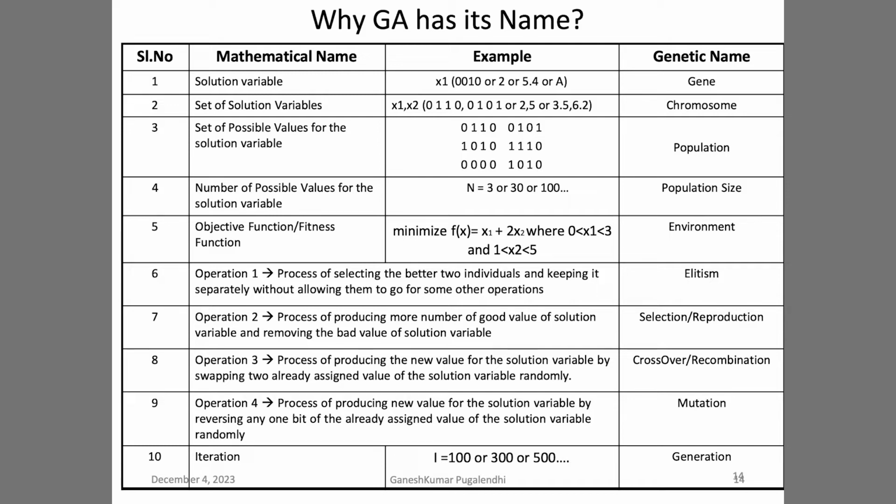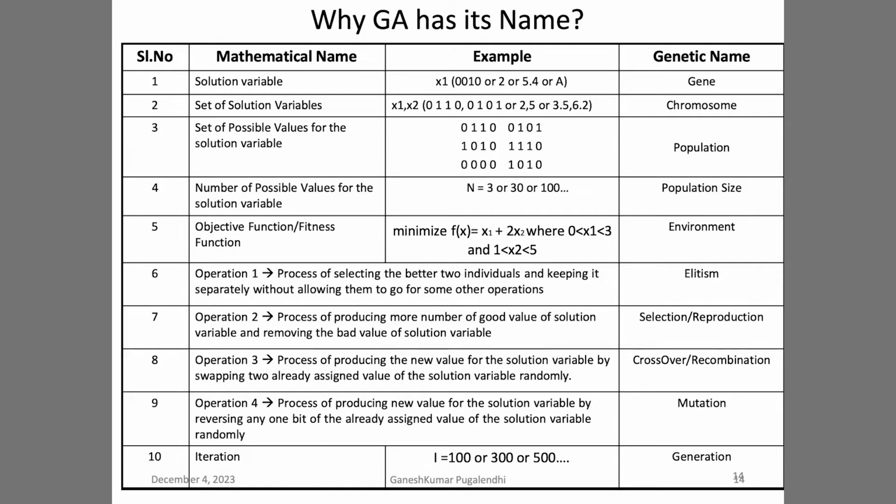One is the mathematical name, the corresponding example, and the genetic name. In general, everyone has to follow the genetic names while discussing the genetic algorithm, like gene, chromosome, population size, and the genetic operations as well as generation. But to begin with, as a computer science student, you should understand the genetic algorithm as an algorithm consisting of 6 steps as illustrated in the last lecture.